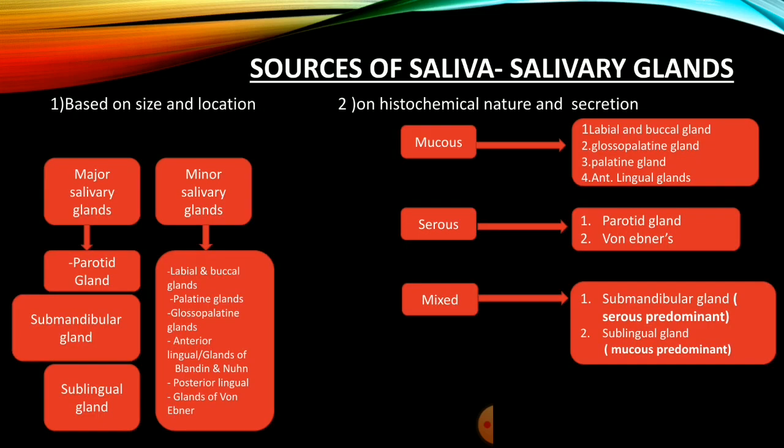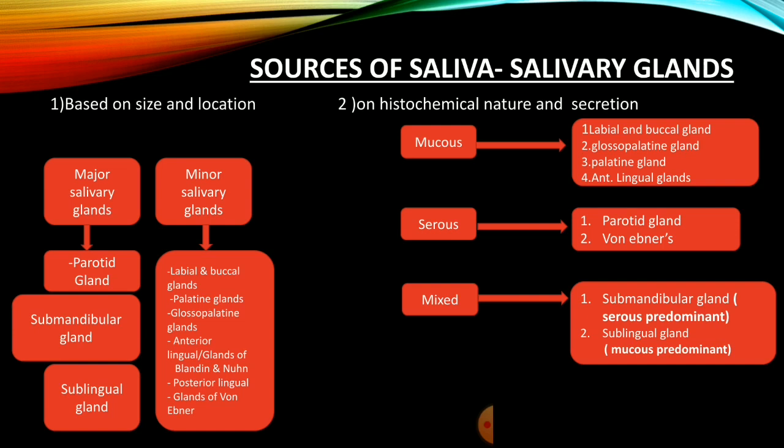Next, the sources of saliva, that is salivary glands, they are classified under three systems. First, it is based on size and location, which comprises of major salivary glands and minor salivary glands. Major salivary glands, we all are familiar about parotid, submandibular and sublingual gland, whereas minor salivary glands, we have labial and buccal glands, palatine glands, glossopalatine glands, anterior lingual, posterior lingual glands and glands of von Ebner.